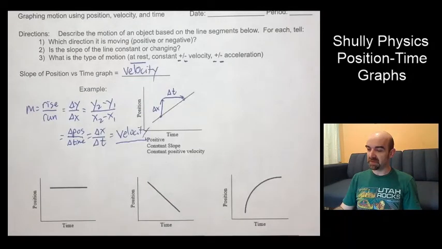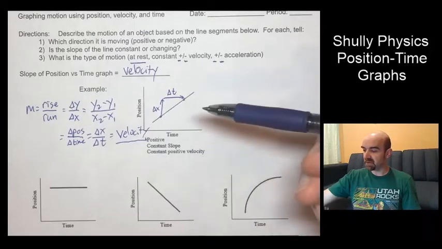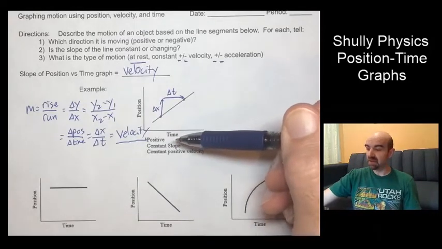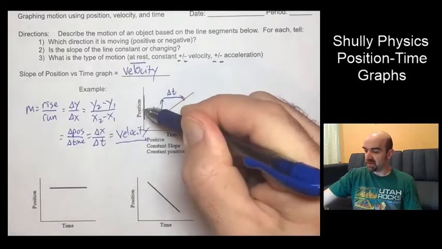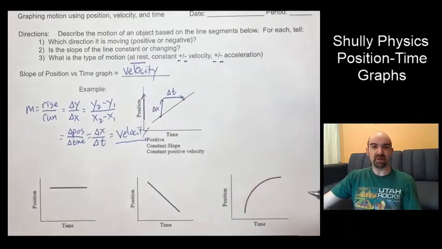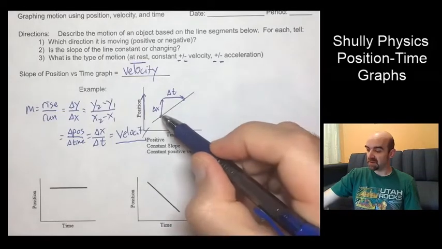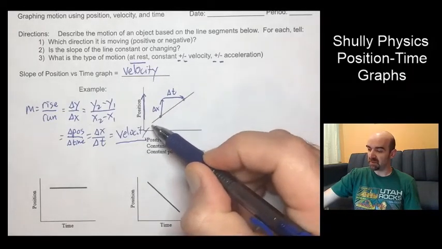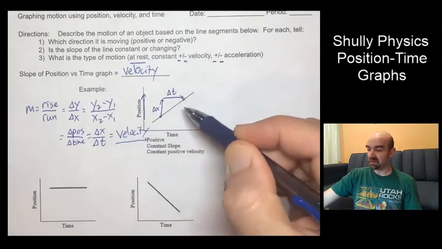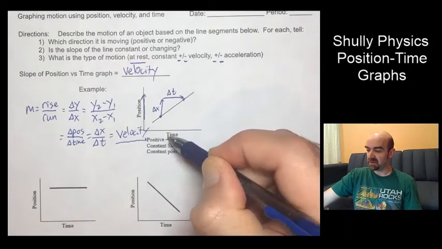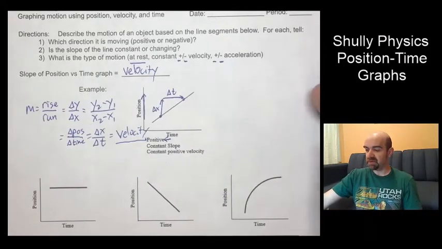All right, in this first one, let's look at the example real quick. First, we're going to determine what is the direction. Just like on this graph, if we go up the y-axis, we get a positive change. So this first graph is showing a positive change. As time goes by to the right, the position is increasing. So that's a positive direction. This object is moving in the positive direction.